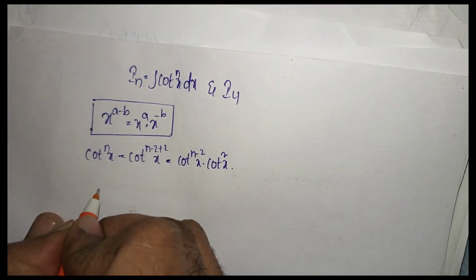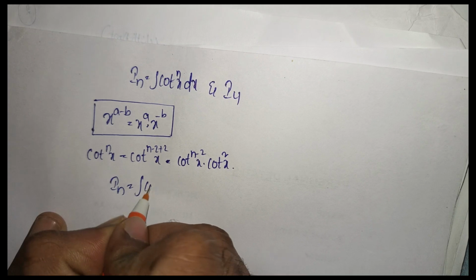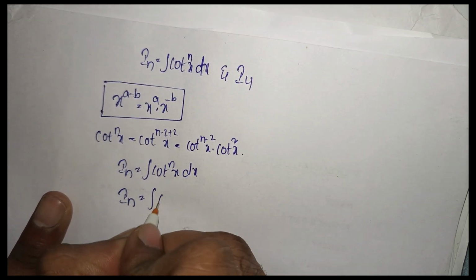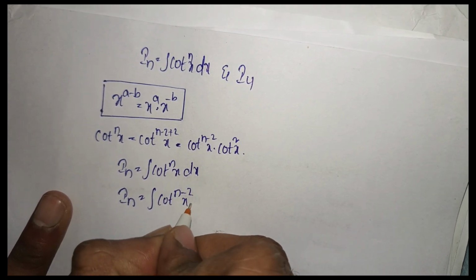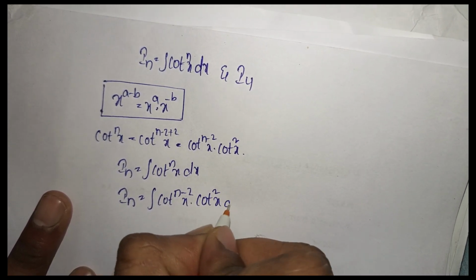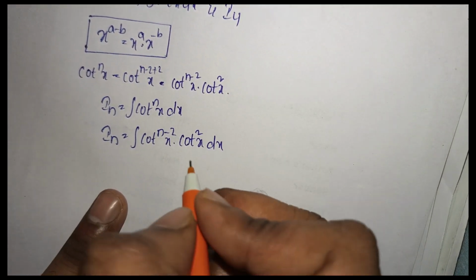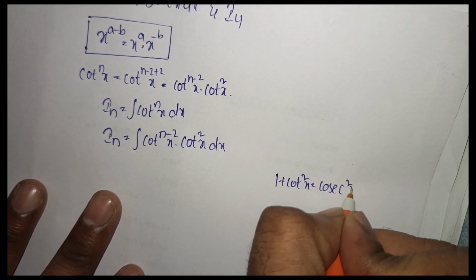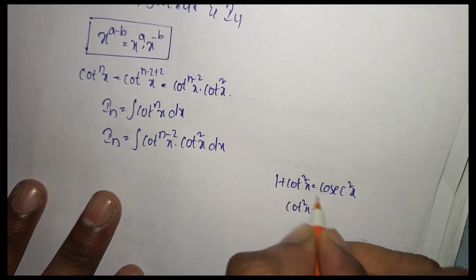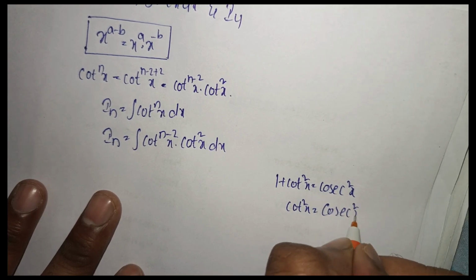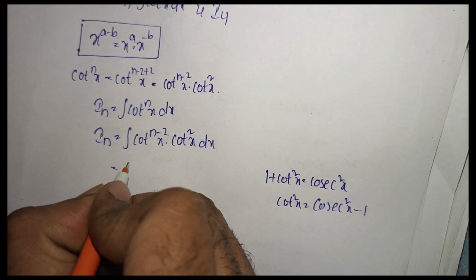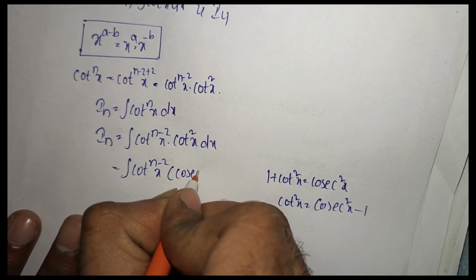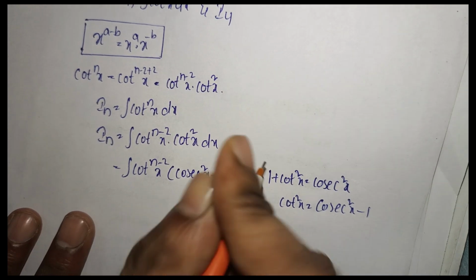Now, note the given problem. I_n is equal to the integration of cot to the power of n x dx. Now I_n is equal to the integration of cot to the power of n minus 2 x into cot squared x dx, and according to the trigonometrical identity we know that 1 plus cot squared x is cosecant squared x, or we can write cot squared x as cosecant squared x minus 1. Now, cot to the power of n minus 2 x, replacing cot squared x with cosecant squared x minus 1, dx.